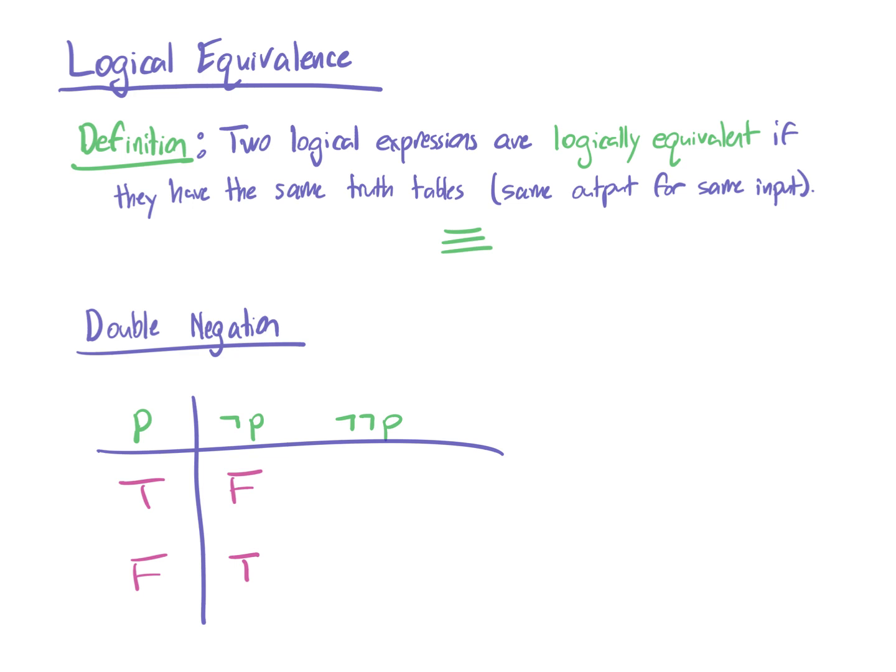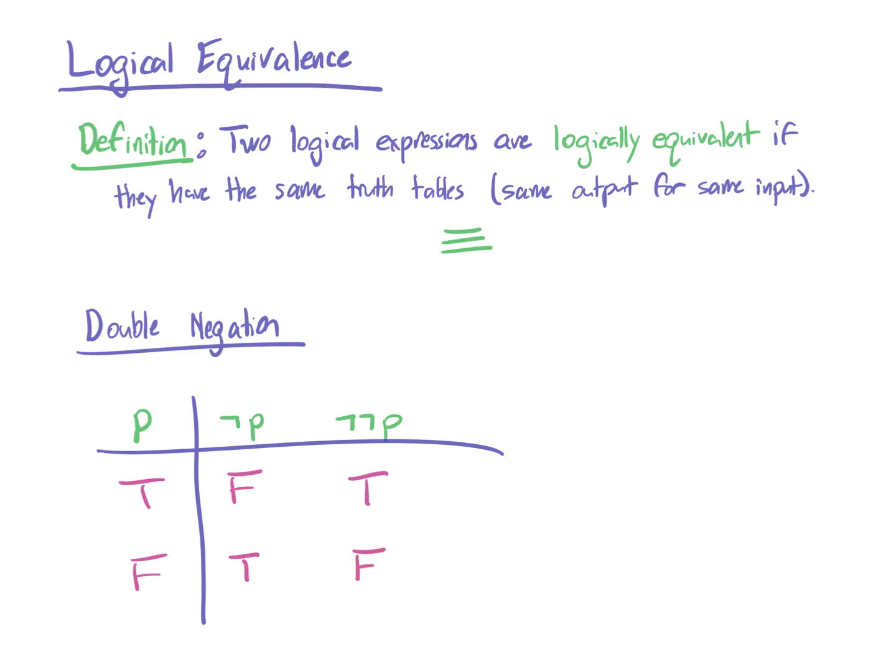What I'm going to do then is negate P one more time. So I'm going to apply a total of two negations. So if not P is false, then not not P is true. And similarly, not not P is false if not P is true.